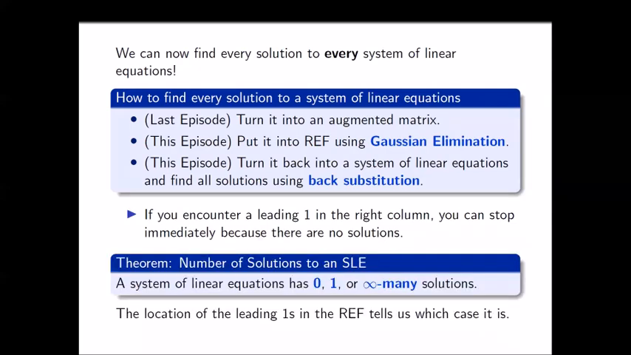One last thing I want to say is that a system of linear equations can only have either no solution, or a unique solution, or infinitely many solutions. And the location of the leading ones in row echelon form tells us which case it is. So this theorem about the number of solutions to an SLE tells us that you will never have some arbitrary number of solutions. You will never have 5 solutions. If it's more than one solution, it has to be infinitely many.